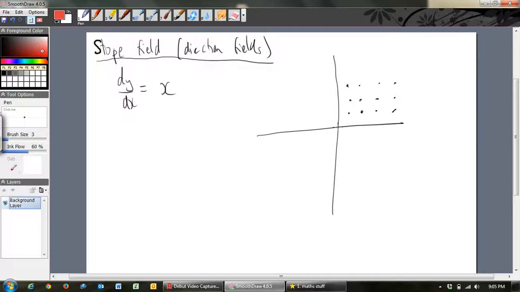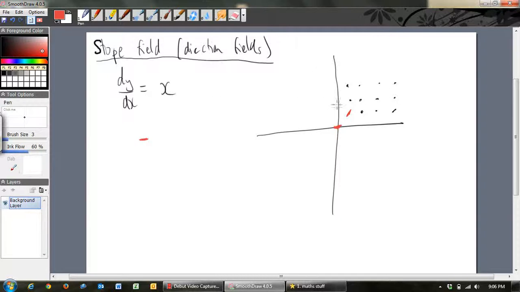Let's have a look at (0, 0). When x is equal to 0 and y is equal to 0, what is the slope equal to? Well, the slope is equal to 0 because x is equal to 0. Remember, a slope of 0 is just a horizontal line, so we draw a little horizontal line there. What would it be at (1, 1)? When x is equal to 1 and y is equal to 1, the slope would be equal to 1. What does a slope of 1 look like? It would be something like that.